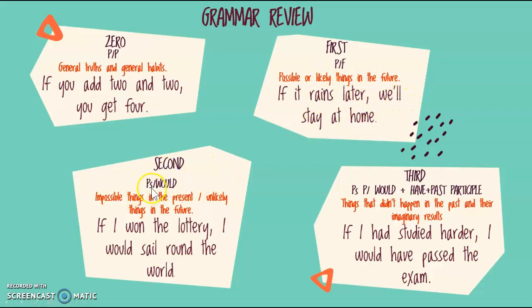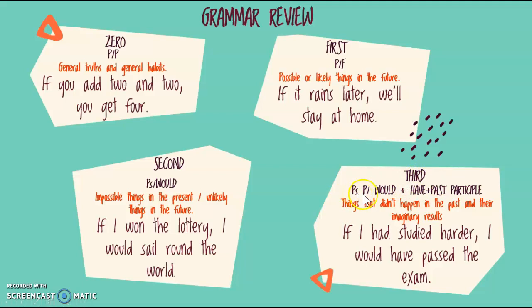The second conditional is past simple over would. It is for impossible things in the present or things that are unlikely to have a result in the future. Example, if I won the lottery, which is not so possible, I would sail around the world. Or we can say, I would sail around the world if I won the lottery. In the first part, the cause, we got a past verb, and in the second one we have would.